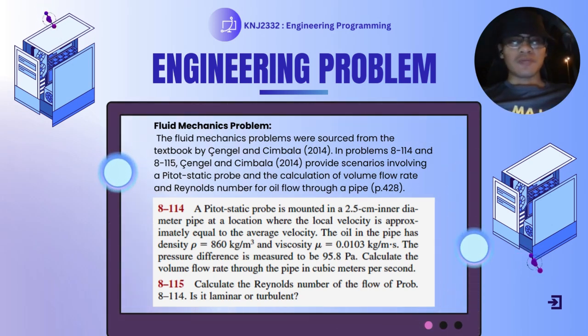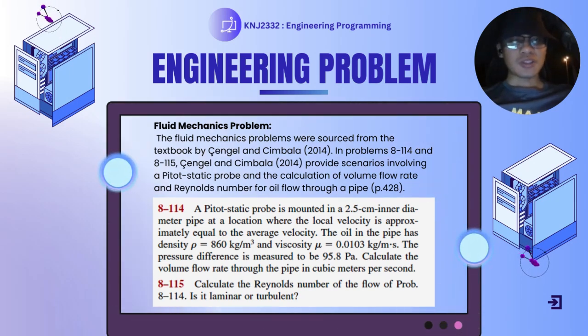In the first question, a pitot static probe is mounted in a 2.5 cm inner diameter pipe at a location where the local velocity is approximately equal to the average velocity. The oil in the pipe has a density of 860 kg per meter cube and a viscosity of 0.0103 kg per meter second.